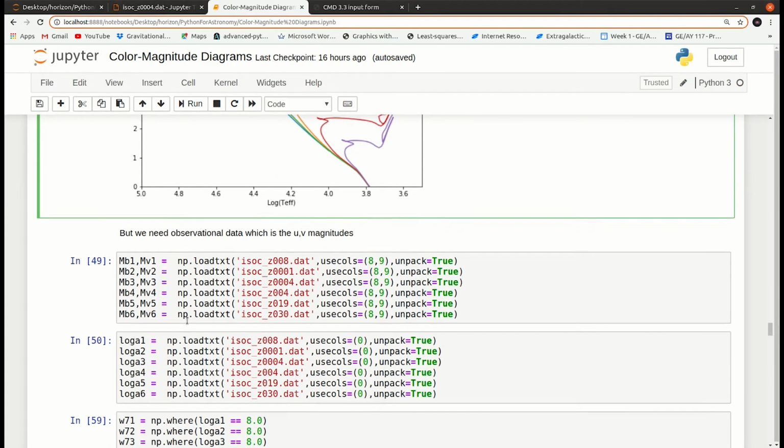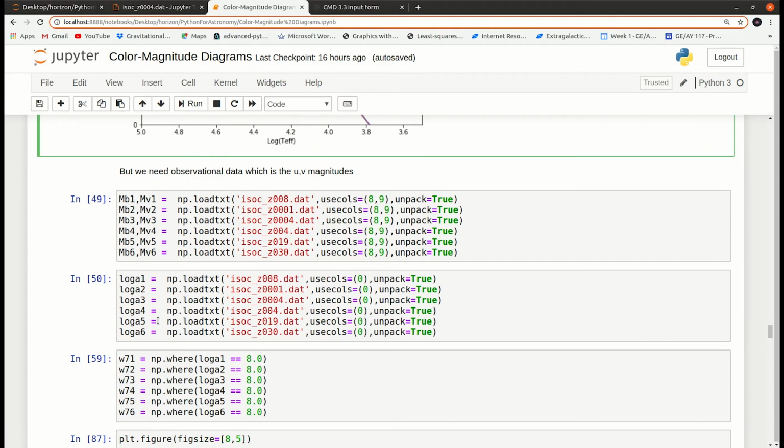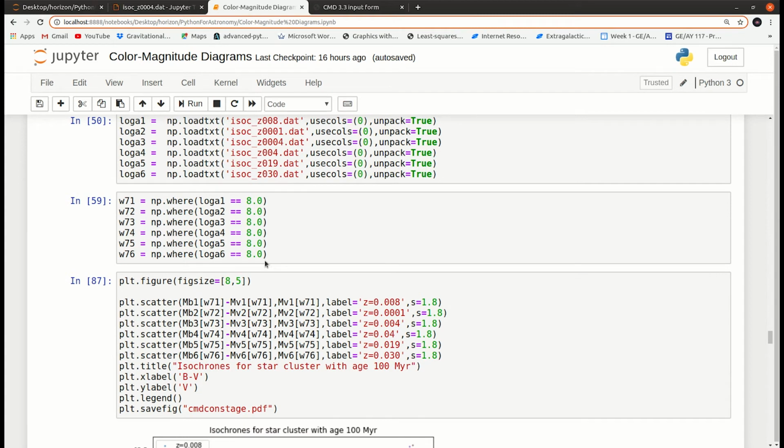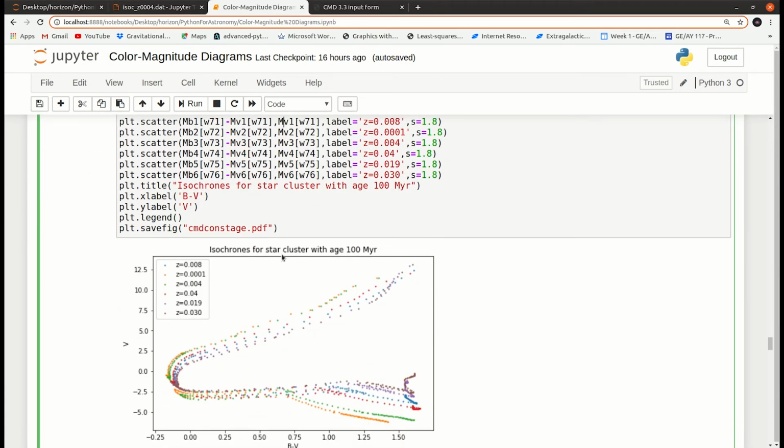Again, I'm importing some stuff. I'm importing the B and V magnitude values using the text files for different metallicities, 0.008, 0.001, 0.004, and so on. And I'm also finding the age because I want to plot that as well. I'm now plotting for an age of around 10^8, 100 million years, looking at star clusters of varying metallicity. It looks something like this.